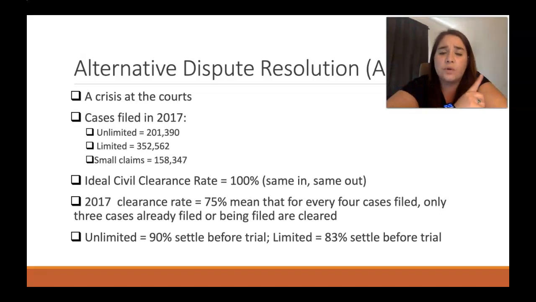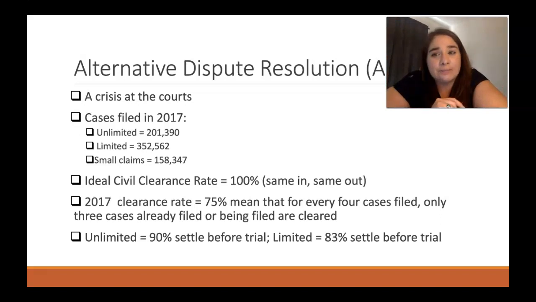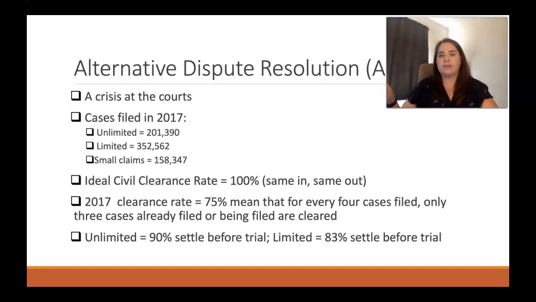The ideal civil clearance rate is 100%. For however many cases come in a year, they are supposed to have that many cases go out. Our clearance rate isn't that good. In 2017, it was 75%, which meant that for every 4 cases filed, only 3 of those cases that had already been filed went away. And so you have this huge accumulation of cases.